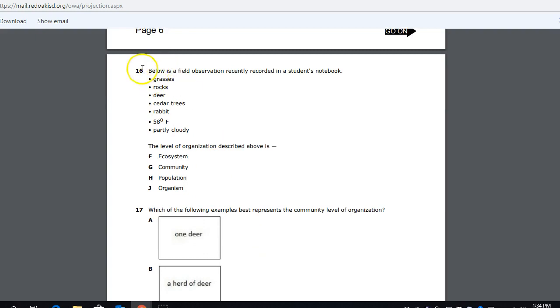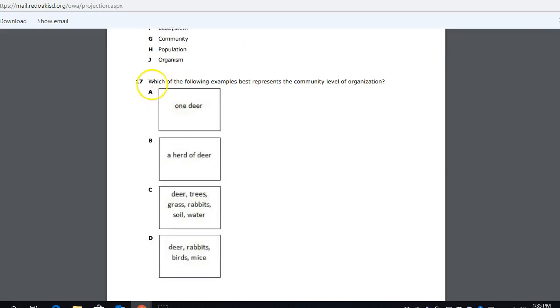Okay, question 16. 4 more to go. We're almost there. Below is a field observation recently recorded in a student's notebook. We have grasses, rocks, deer, cedar trees, rabbits, 58 degrees Fahrenheit, and partly cloudy. The level of organization described right here, all the things I just listed, is that F, ecosystem, G, community, H, population, or J, organism?